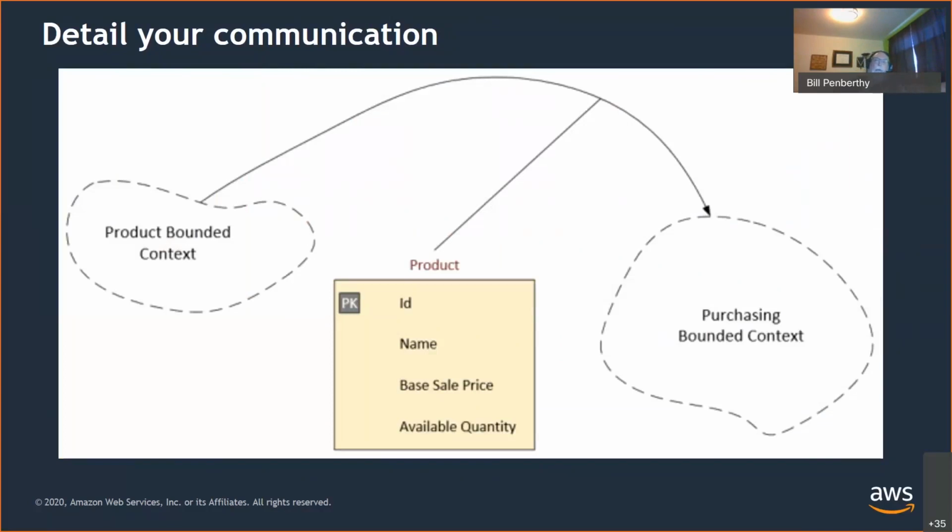The last question is when. In this case, does a purchasing context need strong consistency or does eventual consistency work? What kind of lag can your system tolerate between when the product context knows about when a new or changed product happens and when the purchasing context knows about it? The more tolerance you have, the more eventual consistency is appropriate.